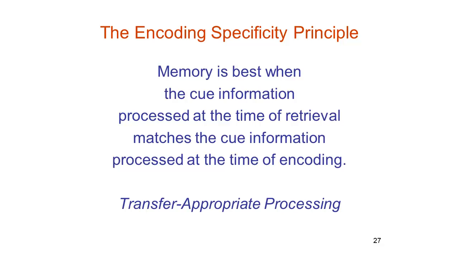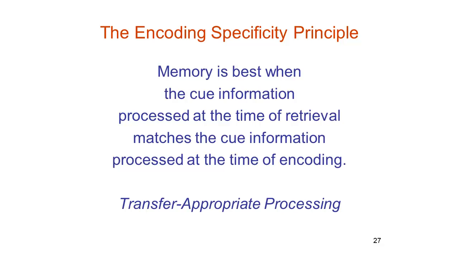Encoding specificity begins with the understanding that memory is a byproduct of perception, and how an event is perceived is going to determine how it will be remembered. Put another way, how an event is encoded, what is stored, is going to determine how it will be retrieved. Encoding specificity thus sets limits on cue dependency.